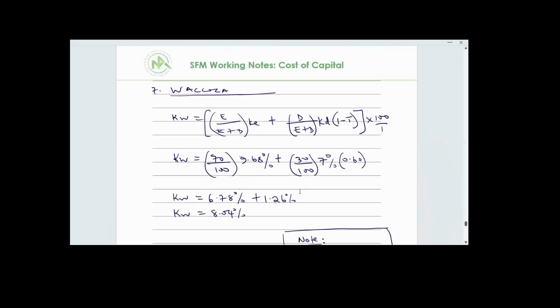Okay then, so this is how to calculate weighted average cost of capital. Again, as we proceed, particularly under capital budgeting, we are going to do another calculation that relates to WACC. So watch out. This will be the end of cost of capital, which we started on January 10th. Today is January 31st. So we just ended the cost of capital.